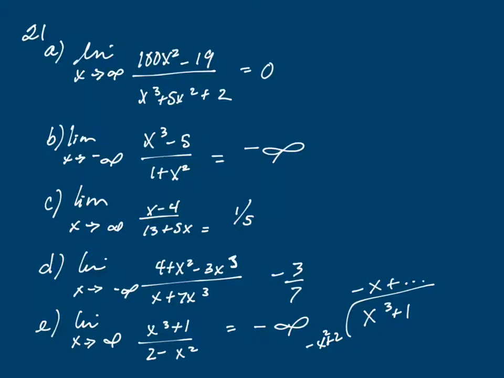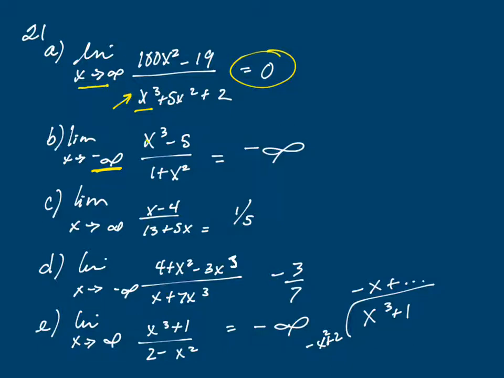Right, for number 21, we have a bunch of fast ones. So the first was the limit as x goes to infinity, and we have 100x squared and we have an x cubed. So the degree on the bottom is going to be increasing faster than the top, so it's equal to 0. B is the limit as x goes to negative infinity of x cubed minus 3 over 1 plus x squared.